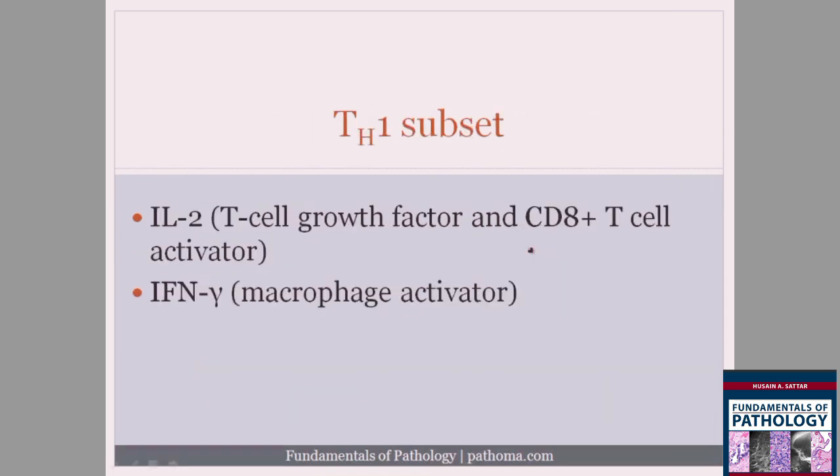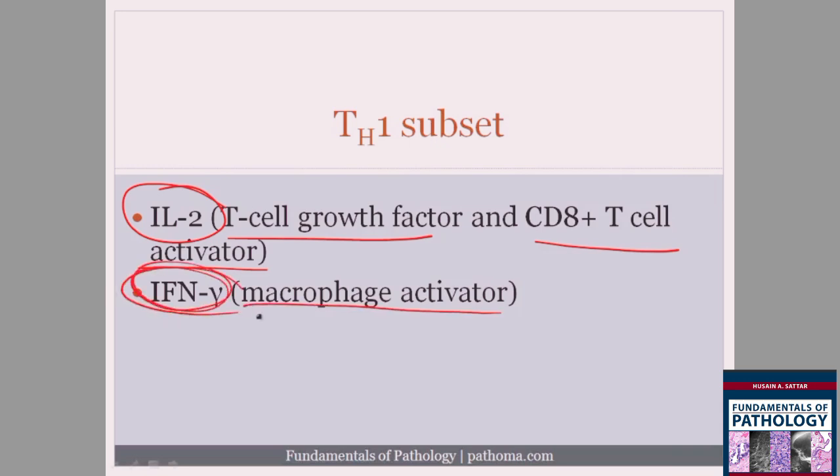The first is the Th1 subset, and the Th1 subset helps the CD8 positive T cells. It helps the CD8 positive T cells by generating IL-2, which is a T cell growth factor and a CD8 positive T cell activator, and it also helps by activating macrophages via interferon gamma. So these are the key products of the Th1 subset, and you do have to be familiar with these products for examinations, and you do need to know what they actually do as well.